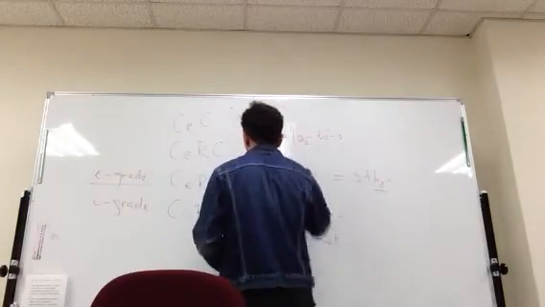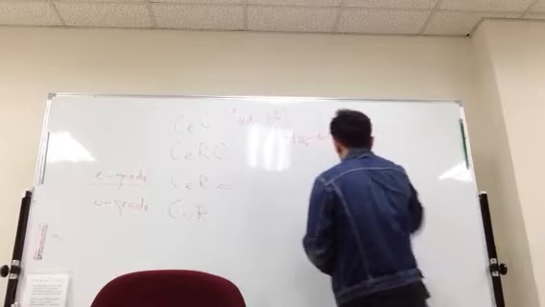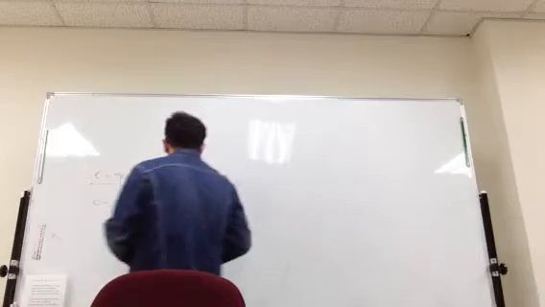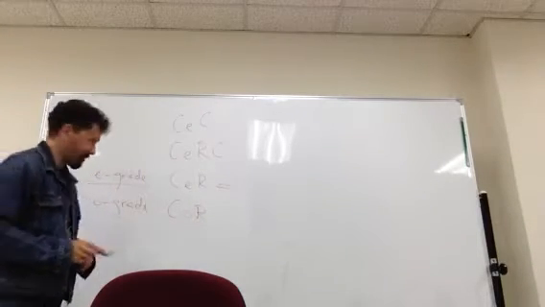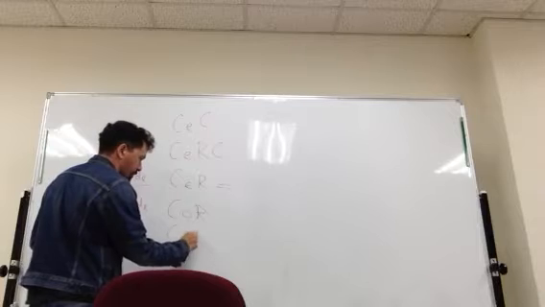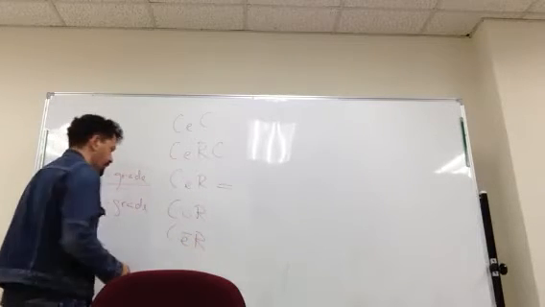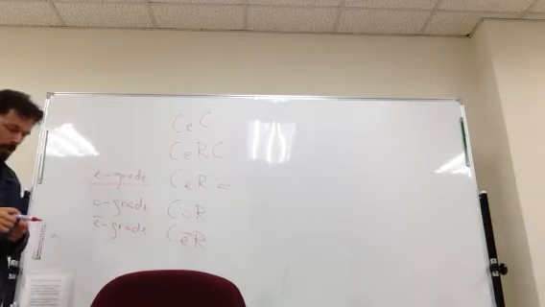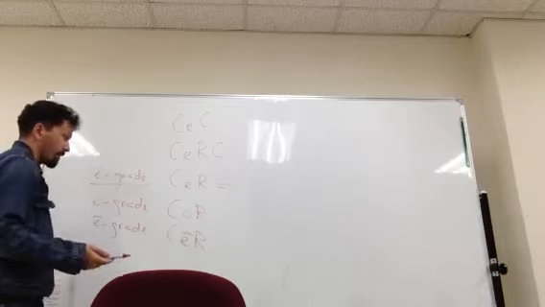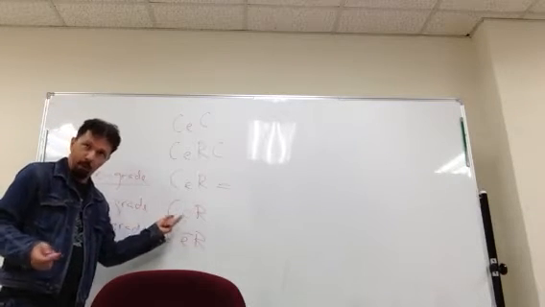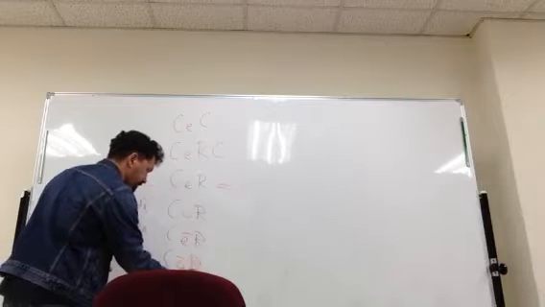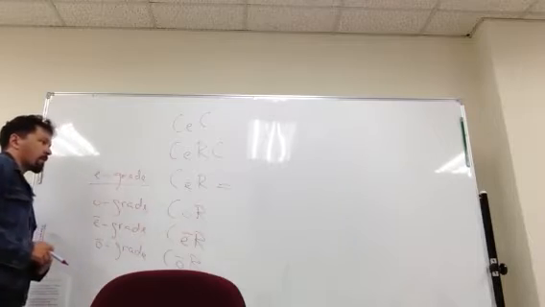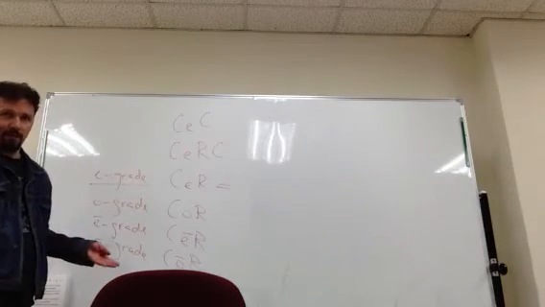Let me erase these here. It can also be lengthened. So the root can have this shape, this particular root. Then we call that the lengthened E grade. It can also be, of course, the lengthened O, so that would be the lengthened O grade. And sometimes the vowel disappears altogether.